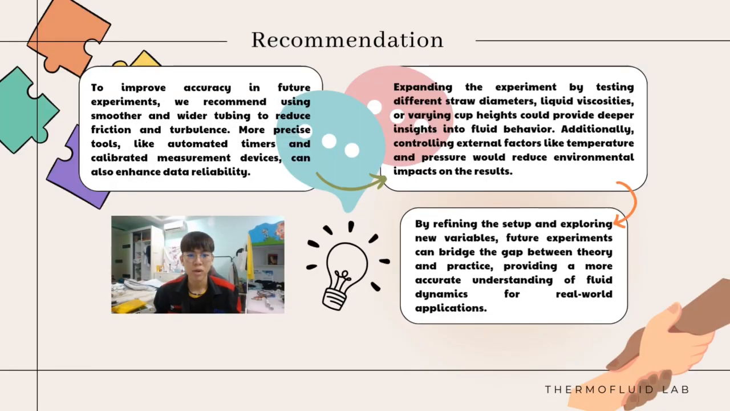Now we are in the part of recommendation. To improve accuracy in future experiments, we recommend using smoother and wider tubing to reduce friction and turbulence. More precise tools like automated timers and calibrated measuring devices can also enhance data reliability. Expanding the experiment by testing different straw diameters, liquid viscosities, or varying cup heights could provide deeper insight into fluid behavior. Additionally, controlling external factors like temperature and pressure would reduce environmental impacts on the results.